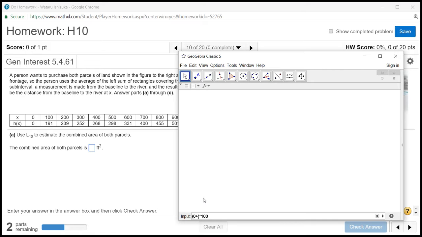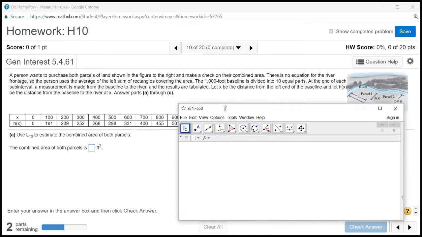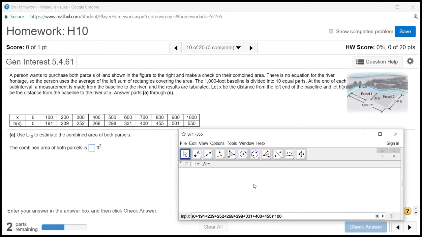The second rectangle is going to have a height of 191, and the third one 239, and the fourth one 252, plus 268. You keep on doing that, so 298, hopefully I'm not typing anything incorrectly. So 400 is the next, then 450, 55, and the last one is 501. Since it's the left sum, we just use the first one all the way to the 10th one. I think we have everything in there.